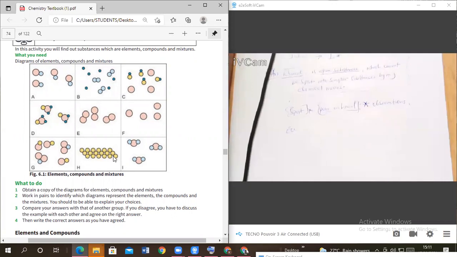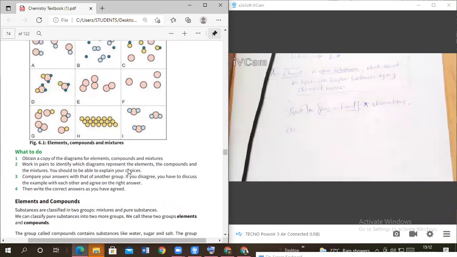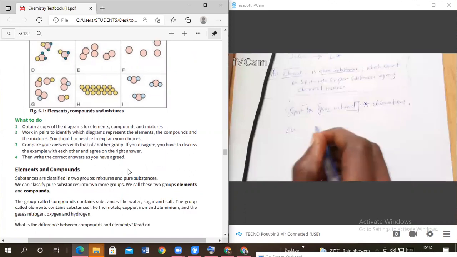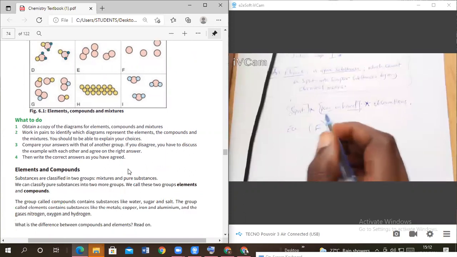Yes. Give me a clear one. Which one of those is an element? F. Thank you very much. So F gives us a definition of the word element. Because however much you split this, it will still remain the same way it is. But this one can be broken easily. The same thing applies to all of these. So we have F as an element.